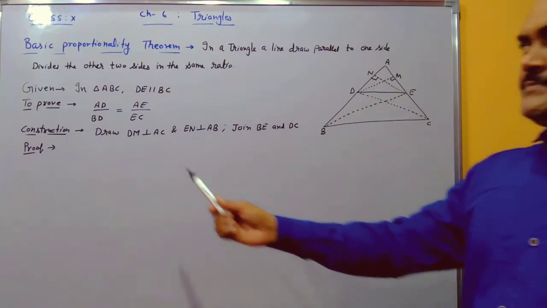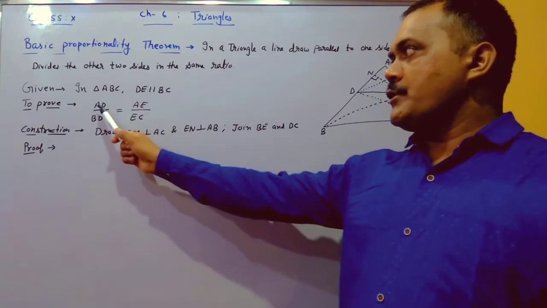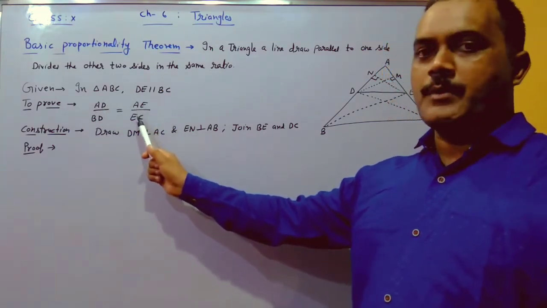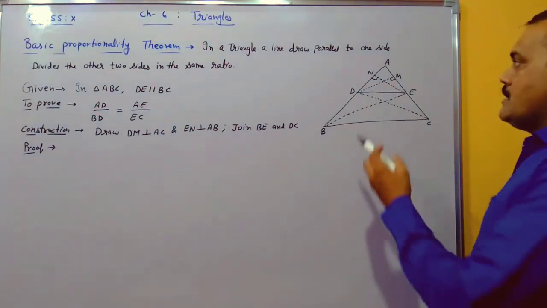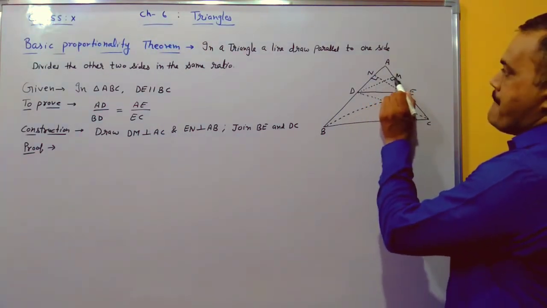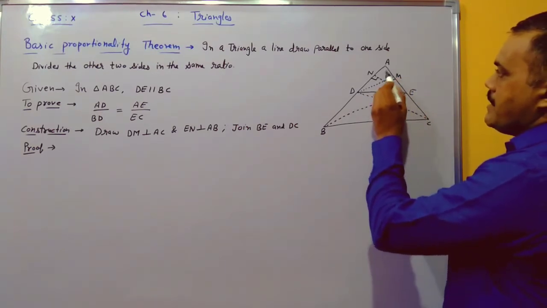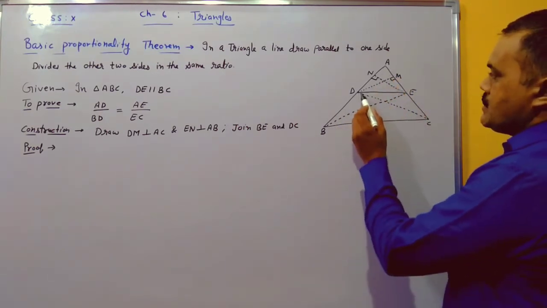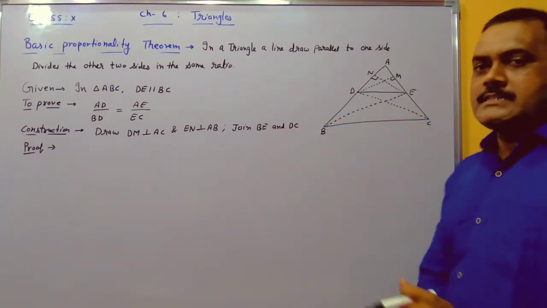So you can see it here. In triangle ABC, DE parallel to BC, and we need to prove AD upon BD is equal to AE upon EC. For this we need to do a construction. Draw DM perpendicular to AC and EN perpendicular to AD, and join DC and BE. So this we have done. Now let us see how to prove this.